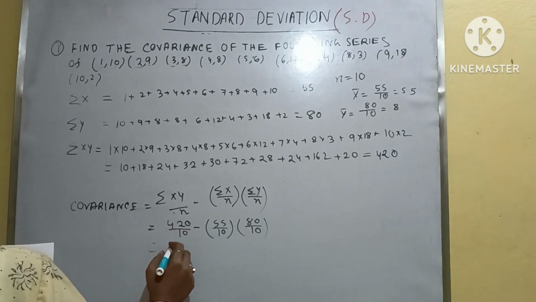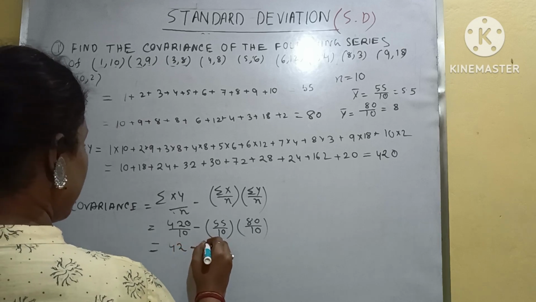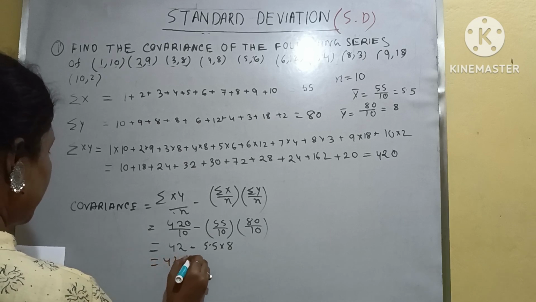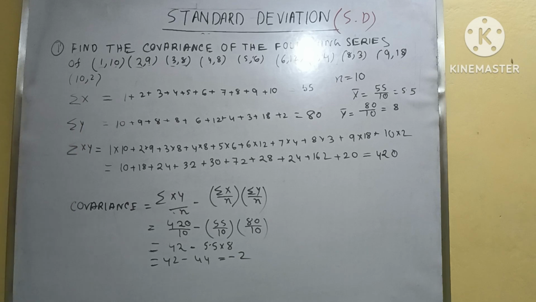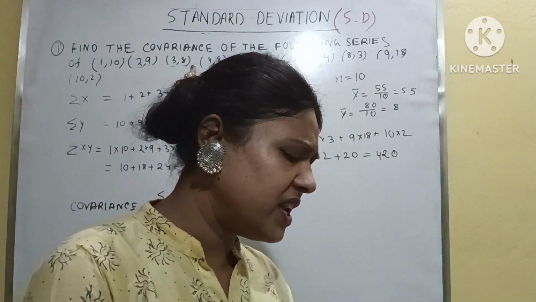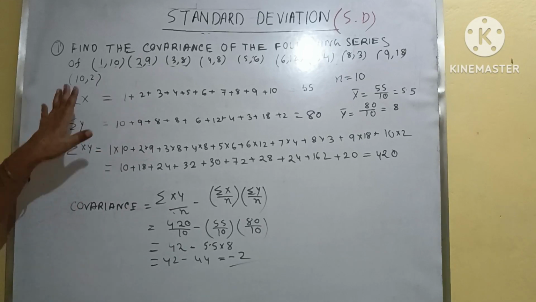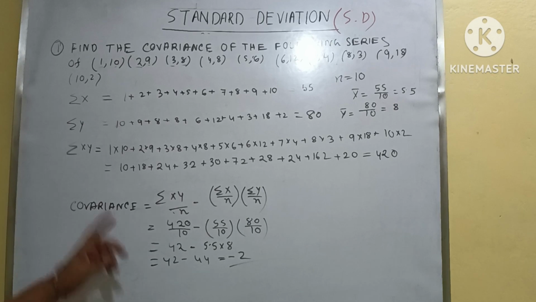So here the first value is 42, minus 5.5 into 8. So the value is 42 minus 44, that means minus 2. The covariance value is minus 2. You all understood how to calculate the covariance value. This is a very simple problem, and if both x and y values are there, you just calculate these values in such a manner.